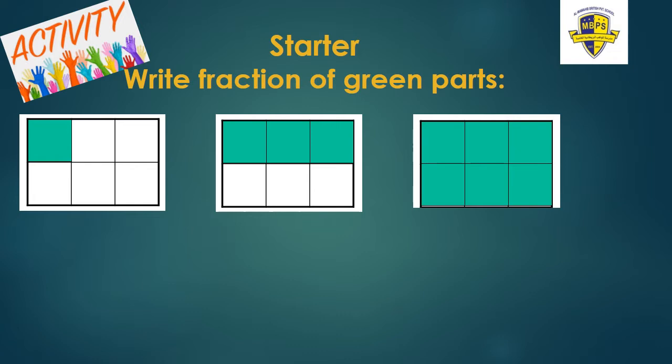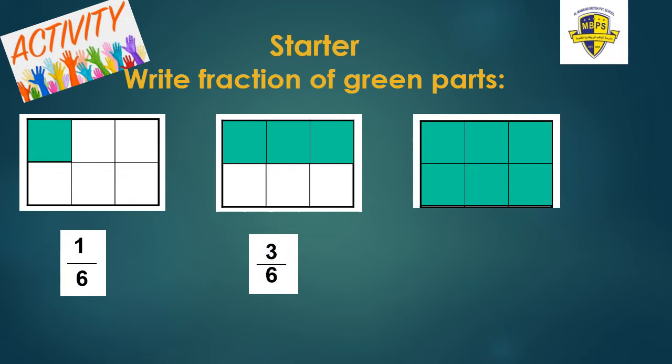Okay, for the first one, how many green? Excellent, only 1 out of 6. Good. So the fraction for the first one is 1 out of 6. Now, what about the second rectangle? Good, it's 3 out of 6. Now the last one, 6 out of 6. Good.